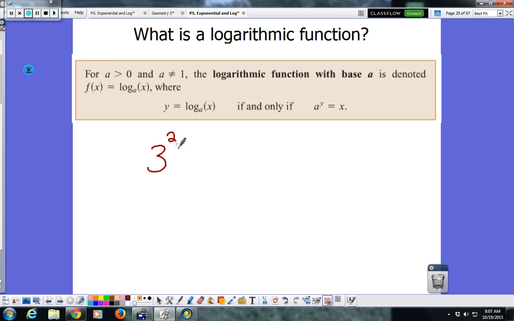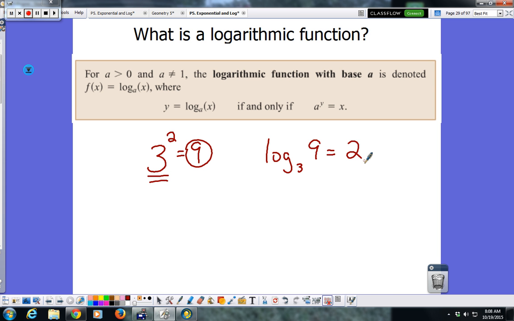3 to the second power is equal to 9. A logarithm is simply another way of writing that exponential form. Here's how you write it in logarithmic form: log, and here's how I always remember it. The base of the exponent, 3 is the base, 2 is the exponent, will also be the base of the log. So this exponential form could be written as log base 3 of 9 is equal to your exponent, 2. You can go backwards and forwards between logarithmic form and exponential form.